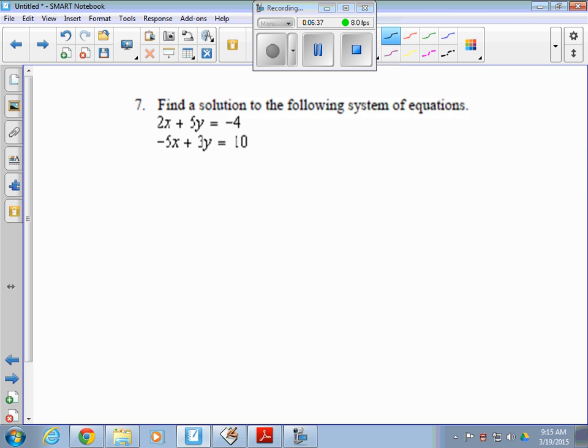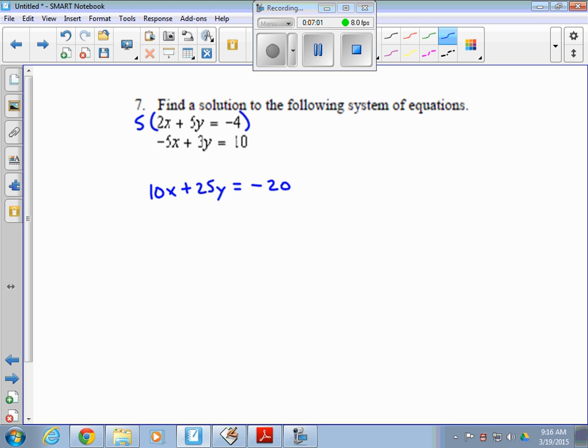The smallest number that both 2 and negative 5 go into is the number 10. So in order to create 10x here, we need to multiply that whole equation by 5. 5 times 2x is 10x. 5 times 5y is 25y. And 5 times negative 4 is negative 20. So notice we multiplied the entire equation by 5.